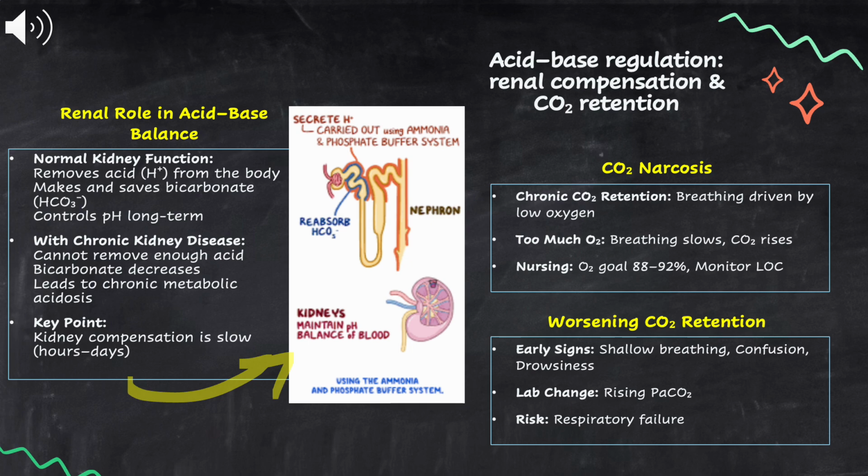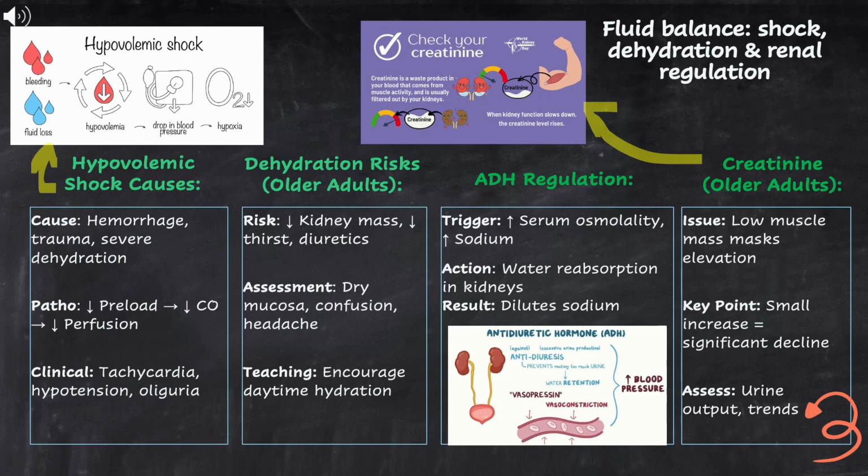Finally, worsening CO2 retention. Early signs include shallow breathing, confusion, and drowsiness. Laboratory findings will show rising PaCO2. If not addressed, this can progress to respiratory failure. In summary, the kidneys regulate pH slowly over time, and in chronic CO2 retainers, careful oxygen management is essential to prevent respiratory compromise. Now let's review fluid balance, focusing on shock, dehydration, and renal regulation.